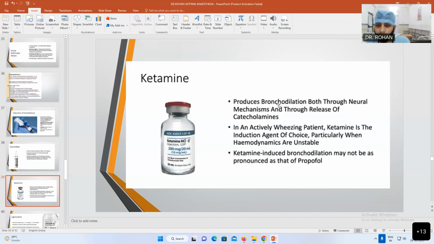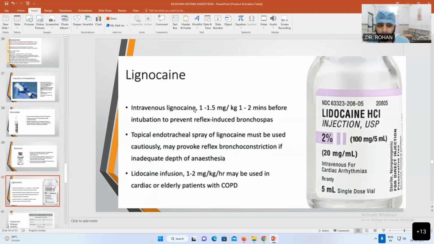We have seen that ketamine produces bronchodilation both through a neural mechanism and through release of catecholamines. In an actively wheezing patient, ketamine is the induction agent of choice, particularly when the hemodynamics are unstable, especially if the patient has hypotension. Ketamine-induced bronchodilation may not be as pronounced as that of propofol.